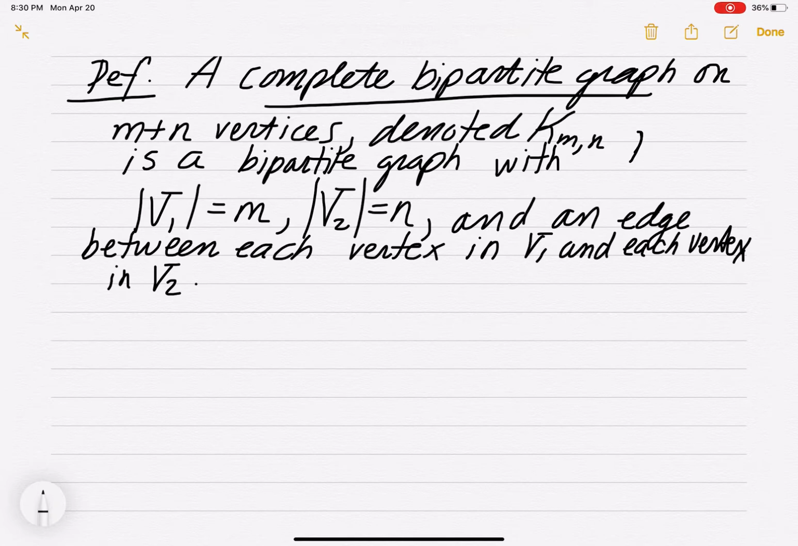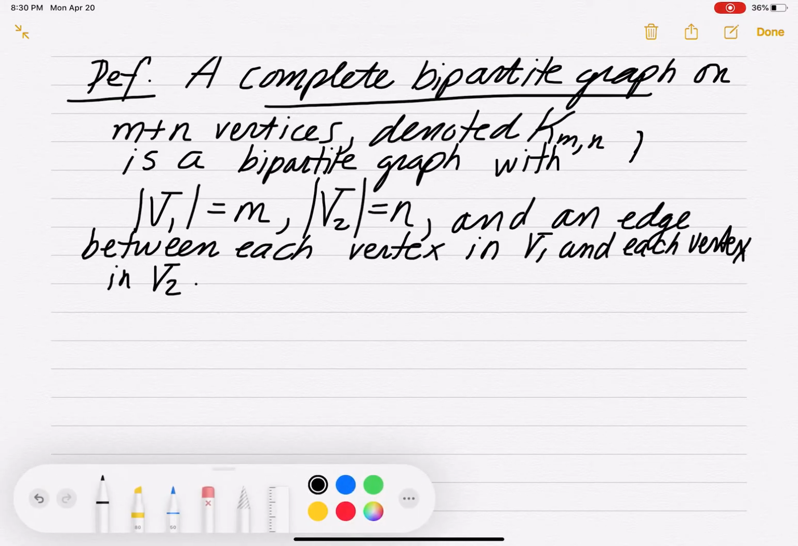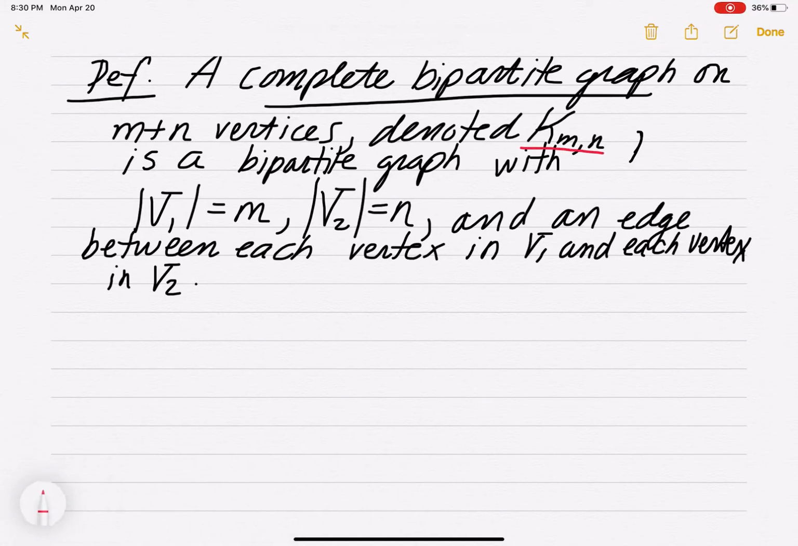Complete bipartite graph on m plus n vertices. So you have a total of m plus n vertices. It's going to be denoted K_{m,n}. K_{m,n} is the notation for the complete bipartite graph on m plus n vertices.